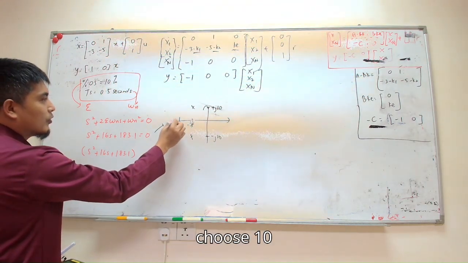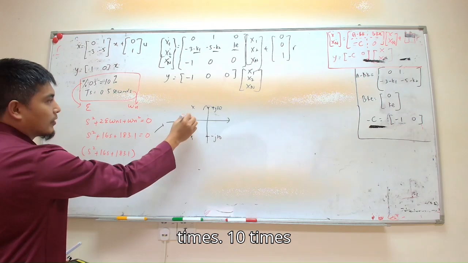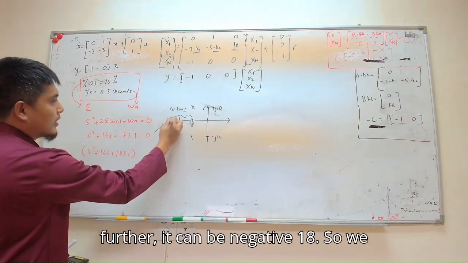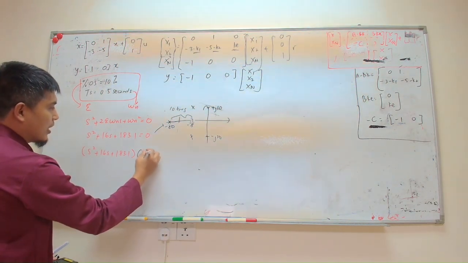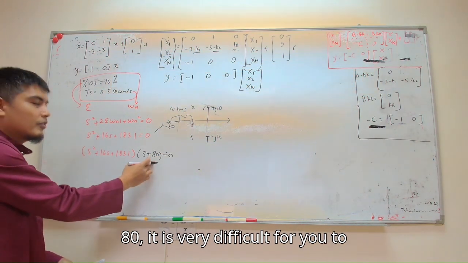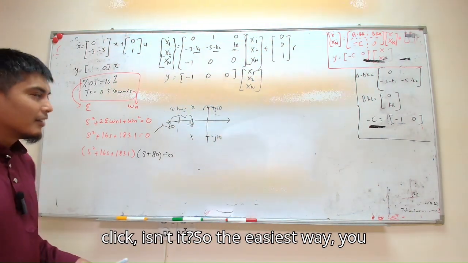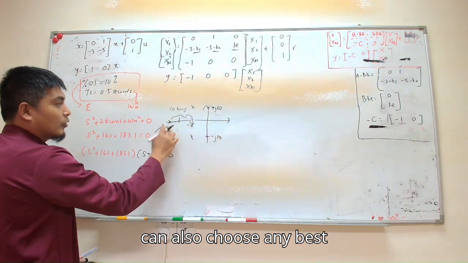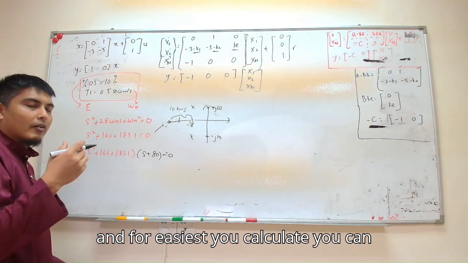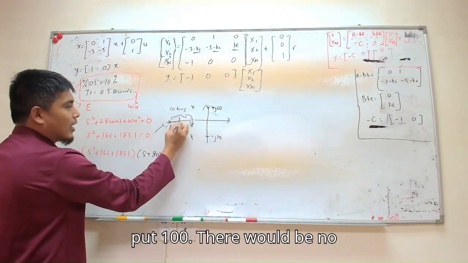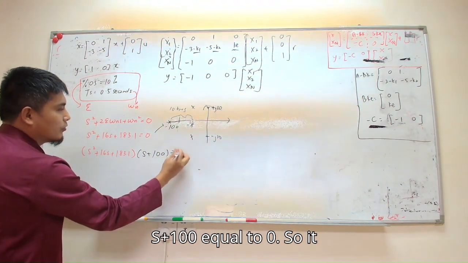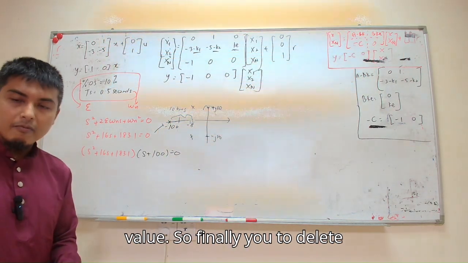In this case, we can choose 10 times farther. If 10 times farther, it can be negative 80. So we can put s plus 80 as our third pole. But if you choose 80, it's very difficult for you to calculate, isn't it? So the easiest way, you can also choose any pole that is greater than 80. And to make it easier to calculate, you can put 100. That will be no problem. So here the third pole becomes s plus 100 equal to 0. So it will be easy for you to calculate the value.